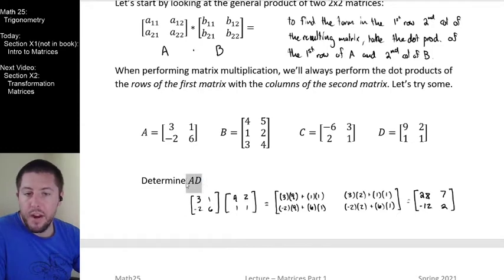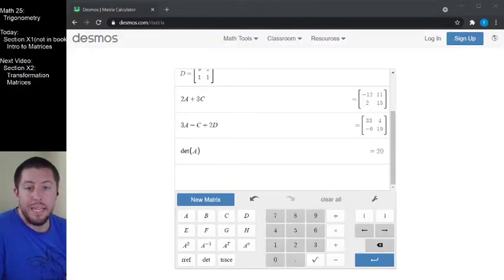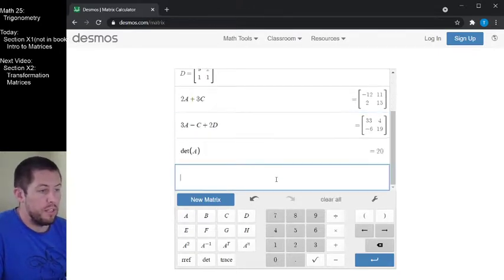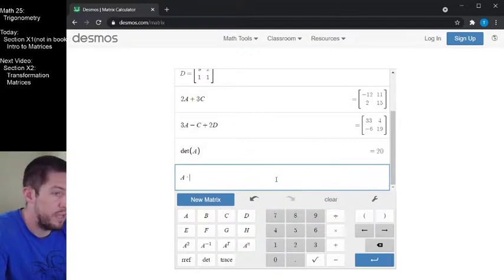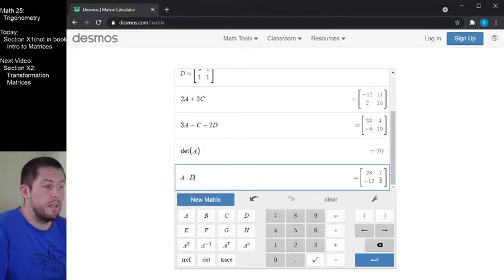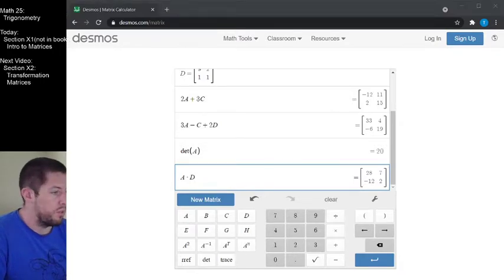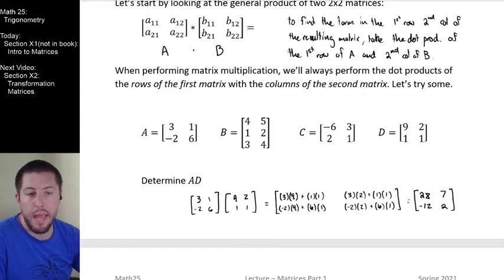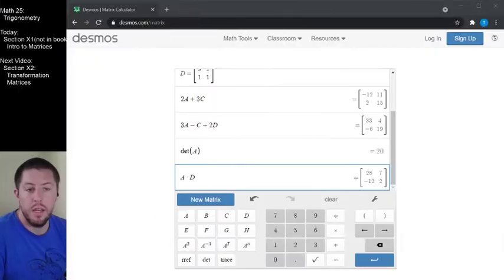Certainly this is a bit of a weird operation, so I do want to go to Desmos right now and confirm that A times D will in fact give us this result. So let's pop over there real quick. Again, I've already defined A and D here, the A and D that we just used to do that matrix multiplication. So I'm good to just come down here and do A times D. And you are seeing here 28, 7, negative 12, 2. And 28, 7, negative 12, 2 is exactly what we got when we did this by hand.